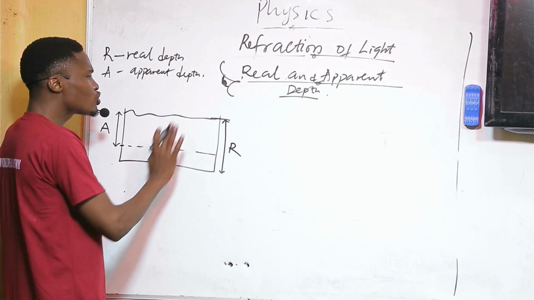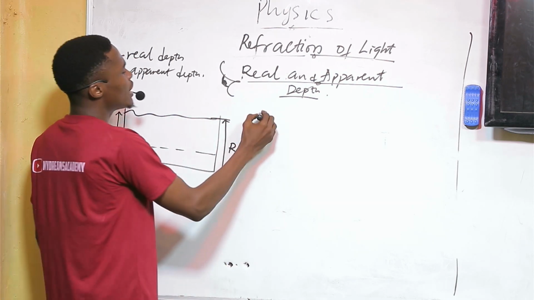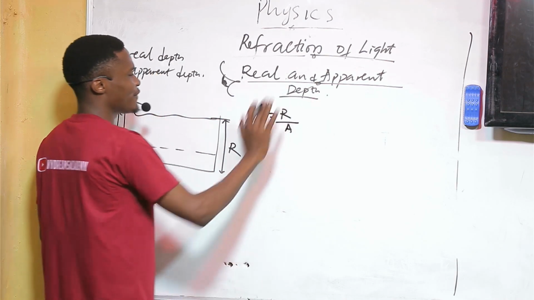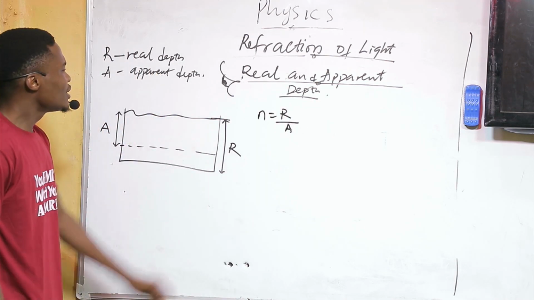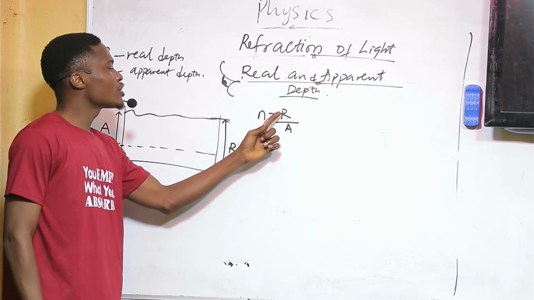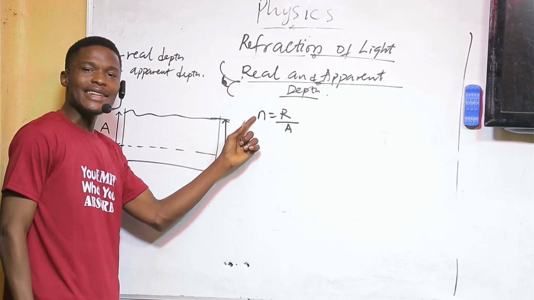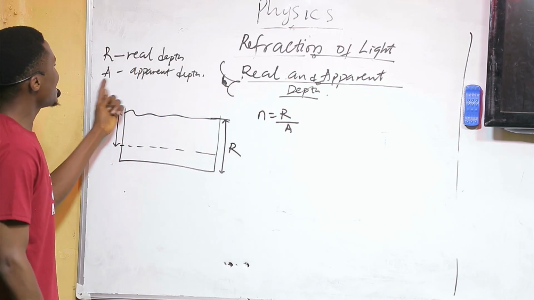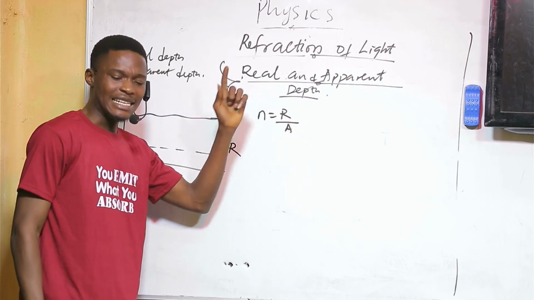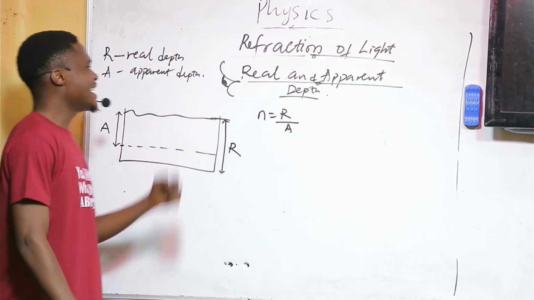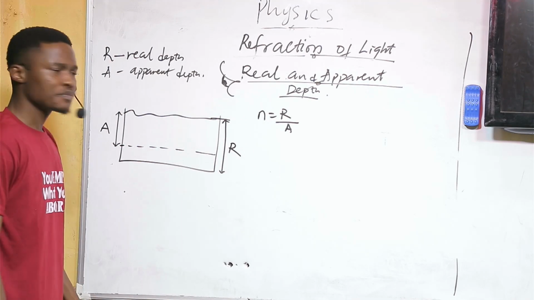Okay, now you should know that N is equal to R over A. That is the first formula we are going to establish here. The refractive index N is equal to R over A. R is what? Real depth. A is what? Apparent depth. That is the first formula we are going to establish in this aspect.